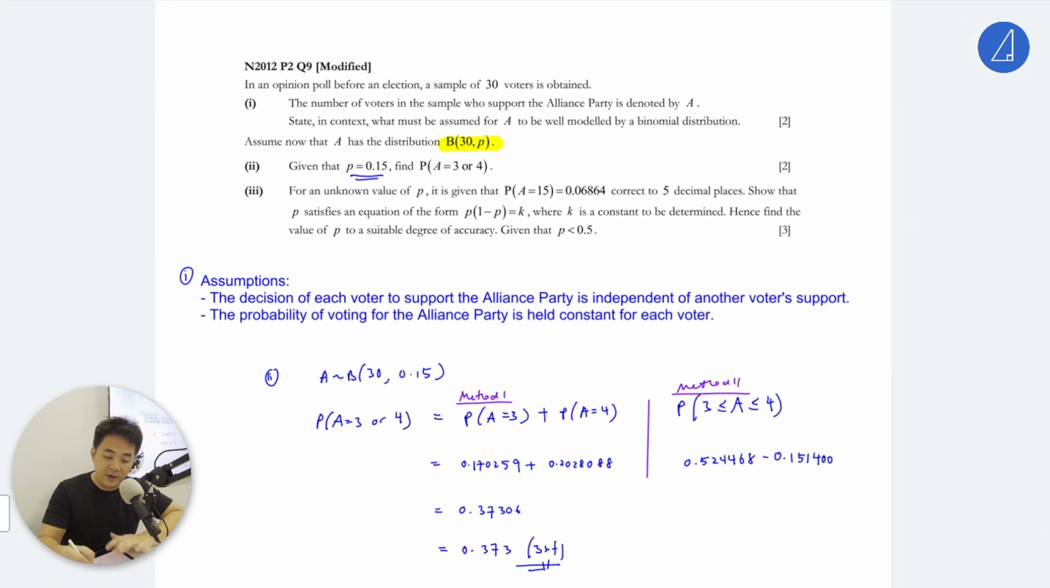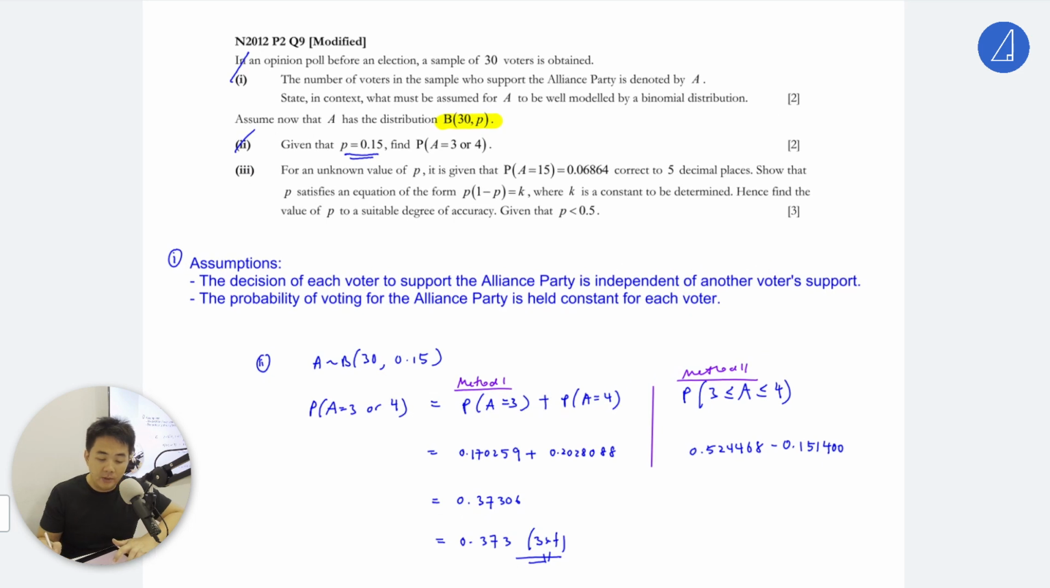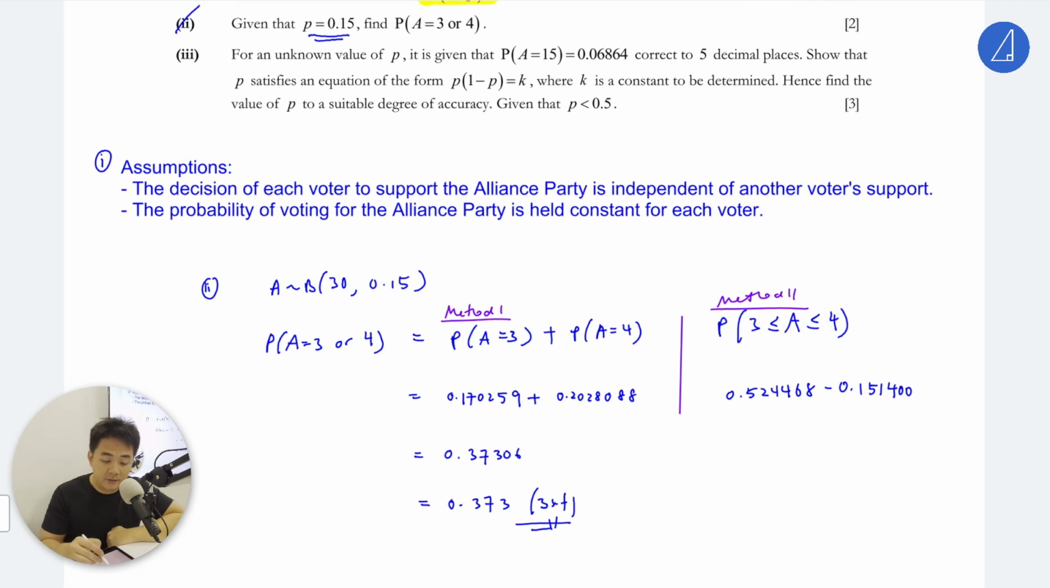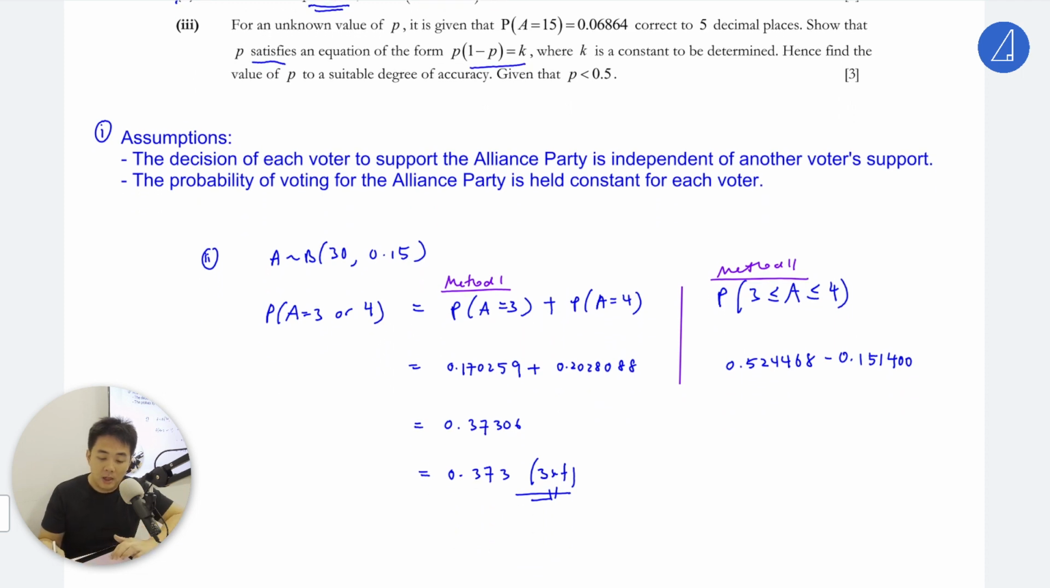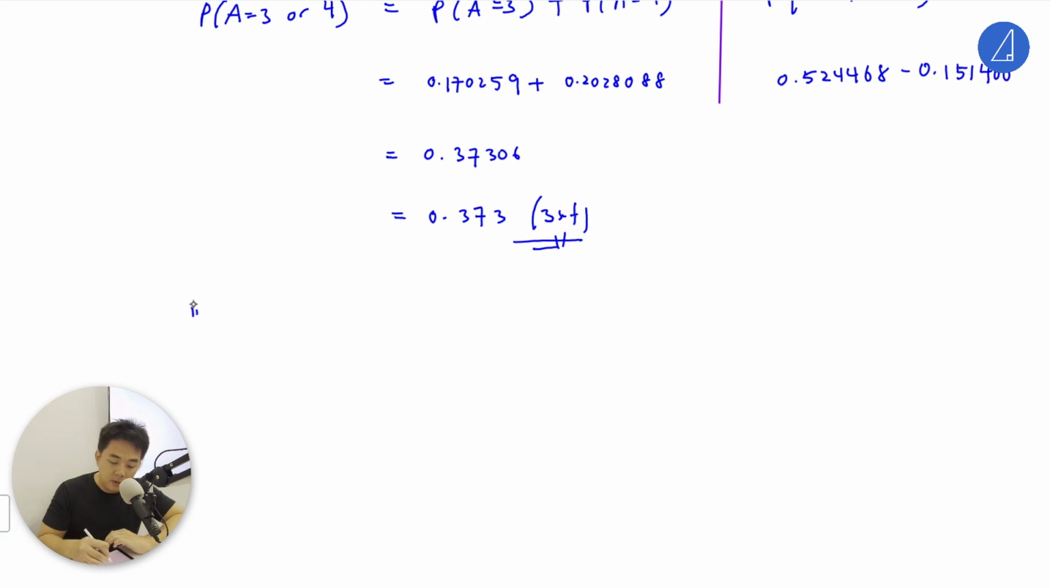So let's look at part 3. Part 3 will have an unknown value of P, given that P(A = 15) equals 0.06864, correct to 5 decimal places. Show that P satisfies an equation in the form of this, where K is a constant to be determined. Okay, great. So now you have an unknown value of P.